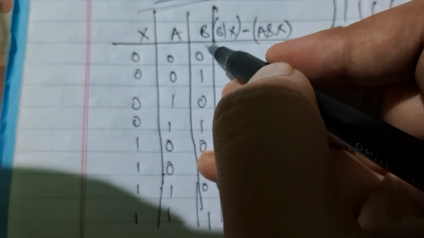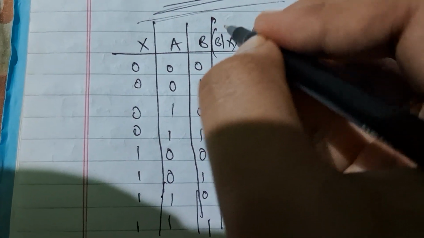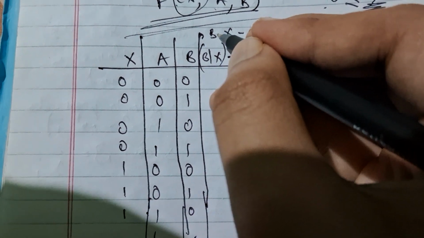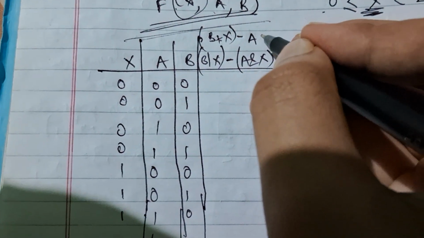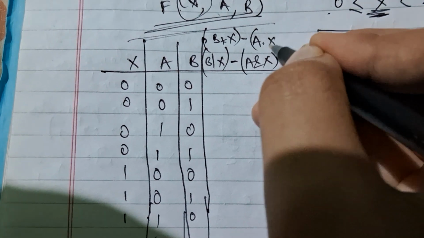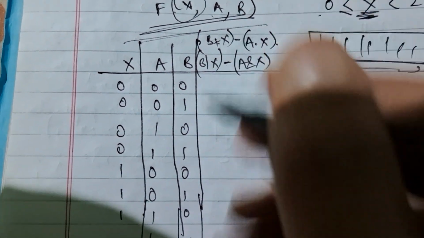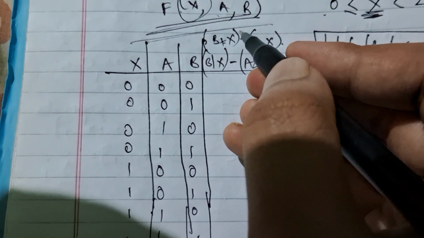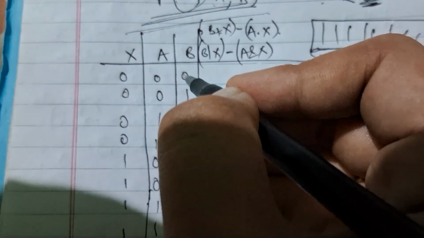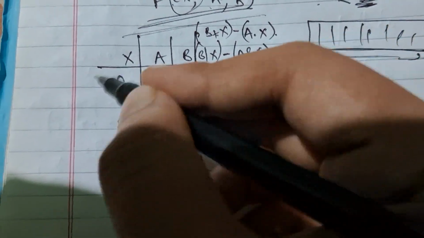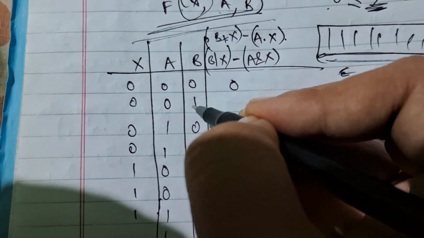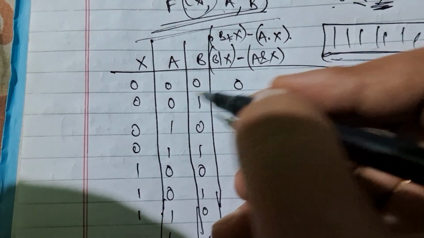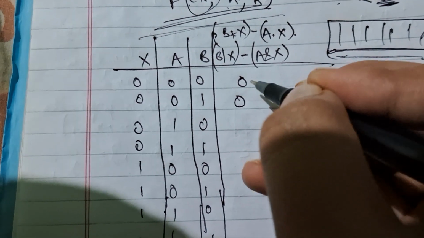Now let's check this out. Instead of writing it this way, we can write it as b plus x minus a dot x. Remember, this plus means the OR operation, and this minus is the arithmetic minus. So b plus x is 0, minus a dot x which is 0, so that is 0. For the next one, b plus x is 0 minus a dot x which is also 0, so this is 0.